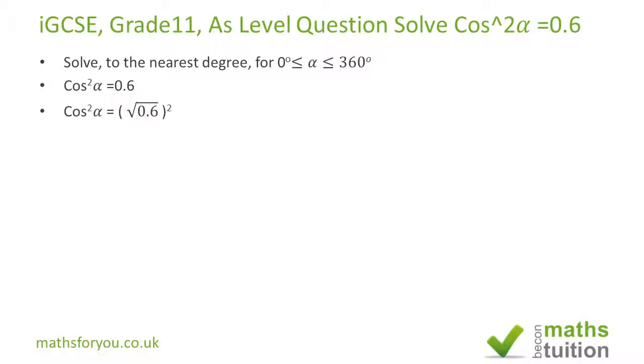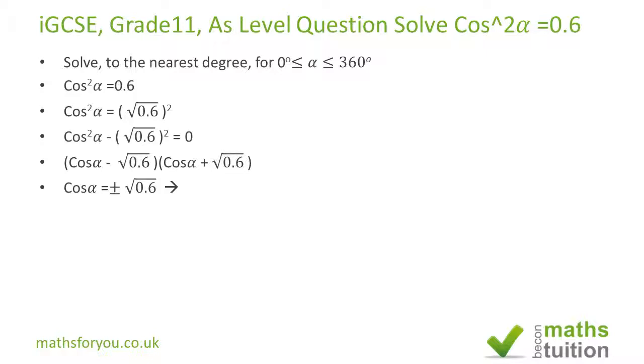If we now take the square root of 0.6 all squared to the left hand side, we end up with this equation here. This is the familiar difference of two squares, a plus b into a minus b. So we end up with cos alpha minus square root of 0.6 into cos alpha plus square root of 0.6, which then means that cos alpha is plus or minus the square root of 0.6.